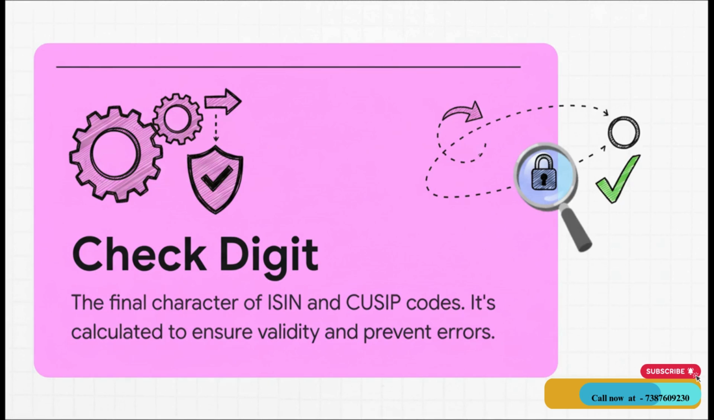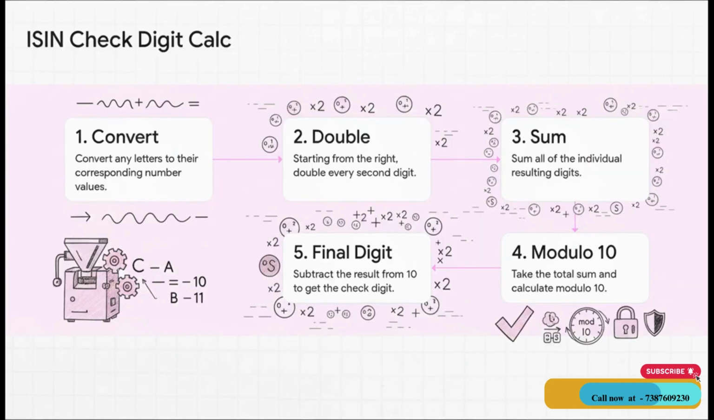This is a very clever sort of self-correcting feature. It's a single number that's calculated from all the other characters in the code, just to make sure the sequence is valid and there are no typos. The ISIN uses this nifty process called the Luhn Algorithm to figure out its check digit. You can see the steps here. It's a recipe of converting letters to numbers, doubling some digits, and summing them up in a specific way. It might look a little complicated, but this simple math creates a really powerful built-in error check to prevent tiny mistakes from becoming billion-dollar problems.